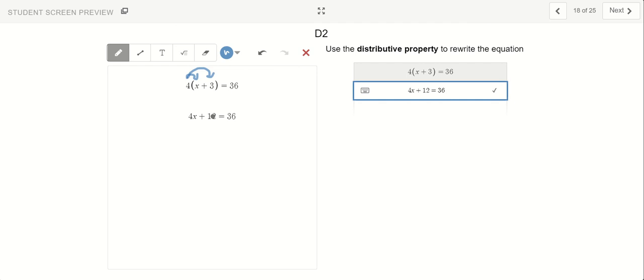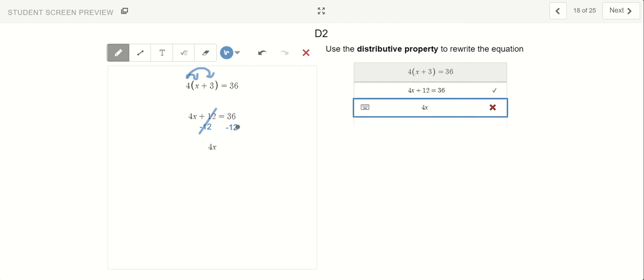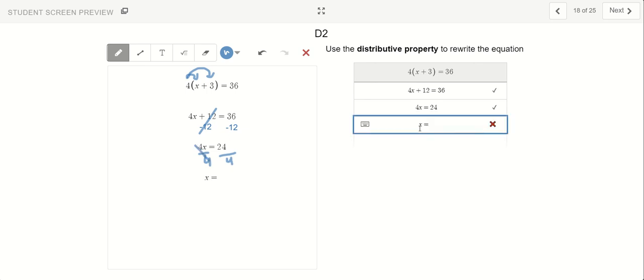Okay. From there, we can cancel out this plus 12 by subtracting 12 on both sides. So minus 12, minus 12. Notice that these are going to cancel out, leaving me with just 4x. And 36 minus 12 is 24. The last step, since I have multiple x's, I can sort these into 4 groups, divided by 4. I can take these 24 and sort them into 4 groups. So leaving me with x equals 24 divided by 4, which is 6. There we go.